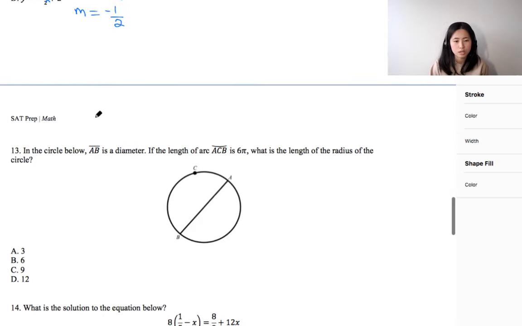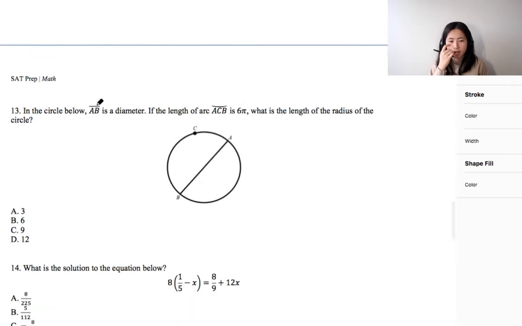Okay, great. So we have number 13. In the circle below, line segment AB is the diameter, so we have that right here. This is a line segment, but this is your diameter. And then it says if the length of arc ACB, so this is your arc, ACB.